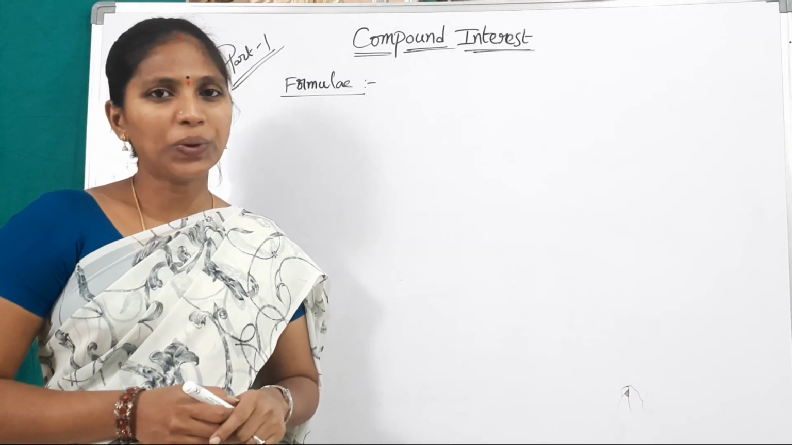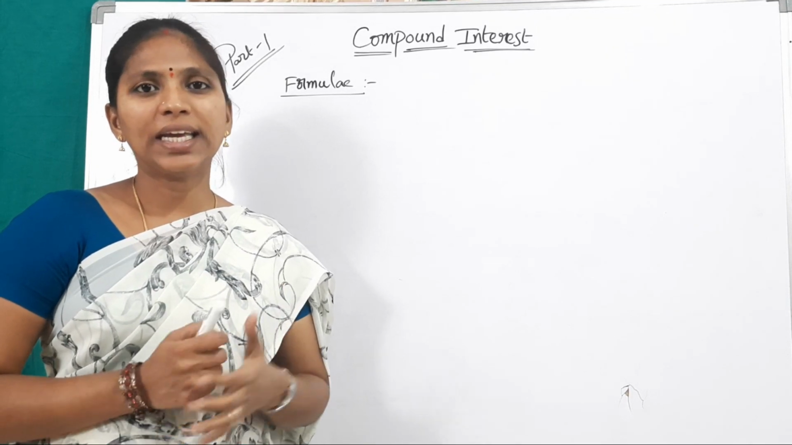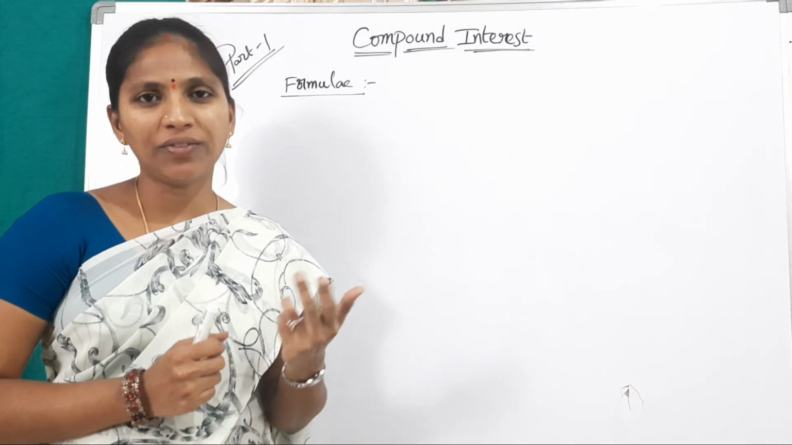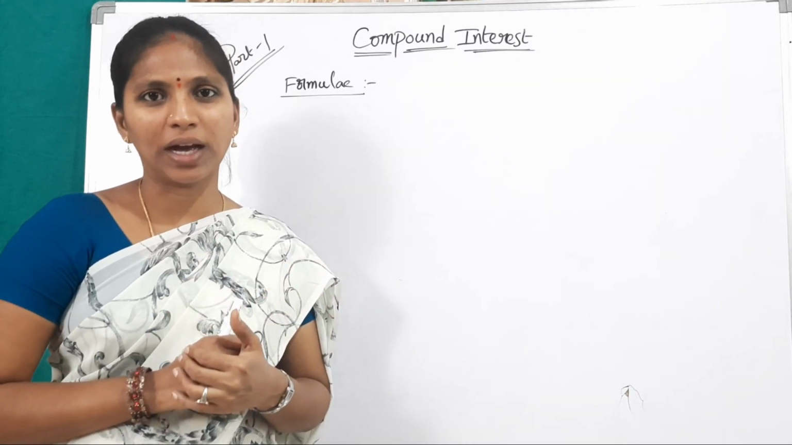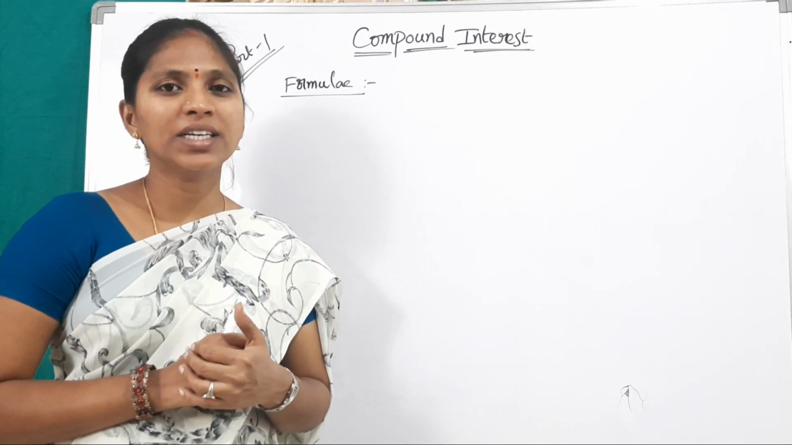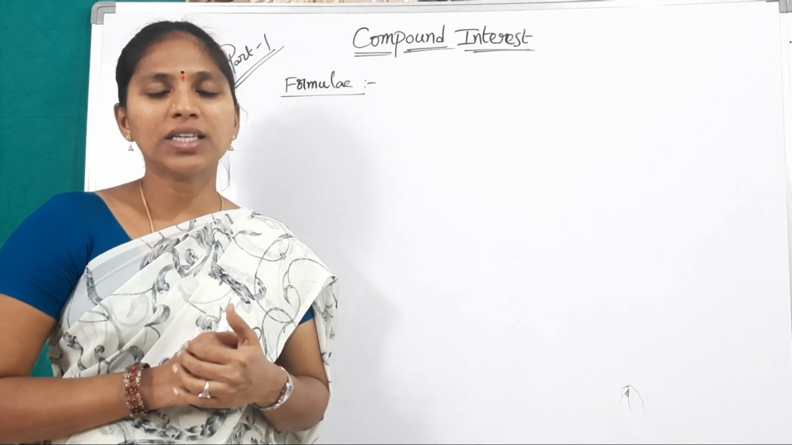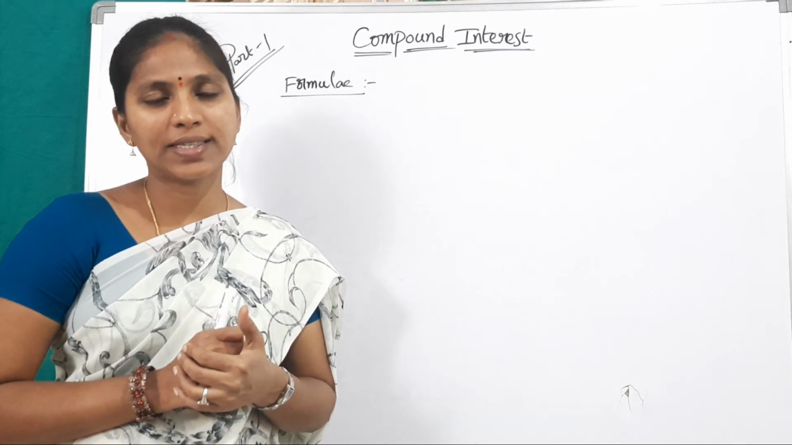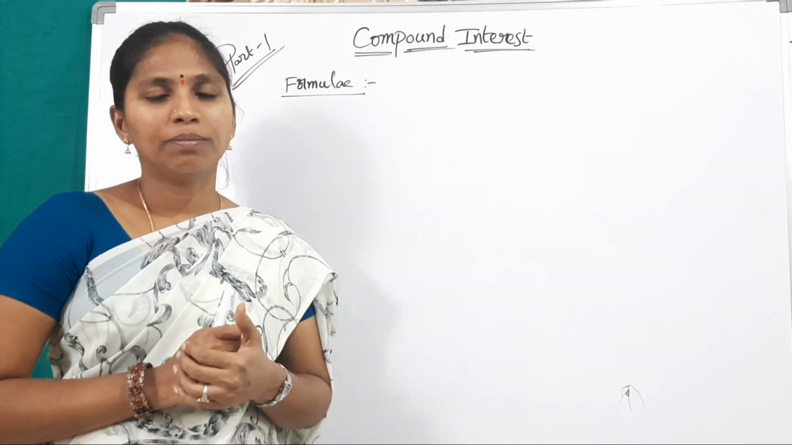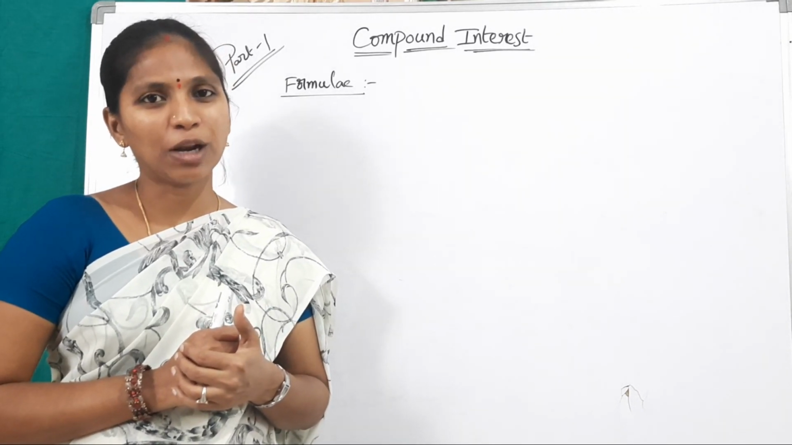In this video, I want to explain how to calculate compound interest in two different methods. One is the traditional method, the other one is by using the formula. I think the traditional method is very helpful to you, because if you use a formula, it takes a lot of time in your examination for calculation. By practice, you can find which is helpful to you.